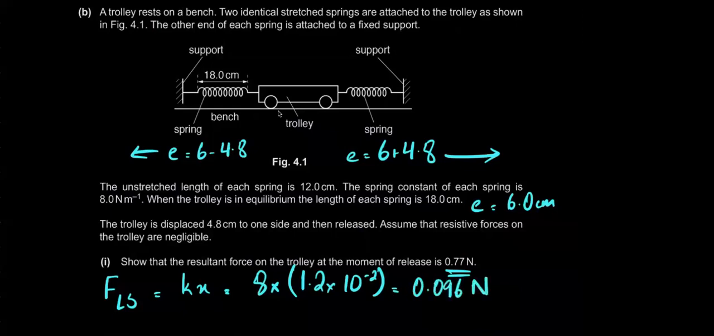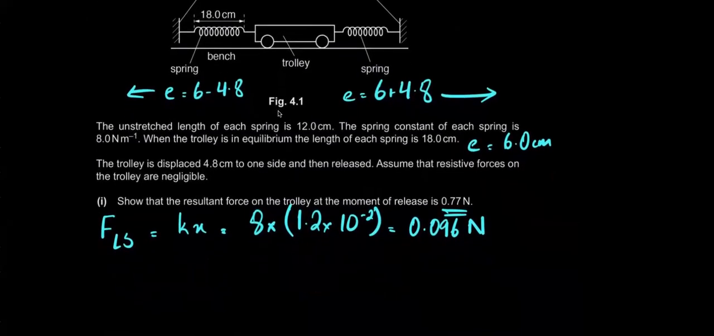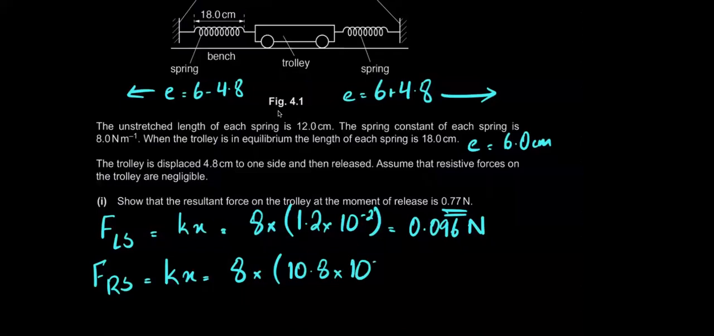If we talk about the force on the right spring, that would also be calculated using Kx. So the spring constant is the same, but its extension is different, right? This is 6 plus 4.8, so that would be 10.8 into 10 to the negative 2. This would give me the force exerted by the right hand spring. And again, this force would be towards the right. So this turns out to be 0.864 Newtons. So obviously this force is larger, this force is smaller.